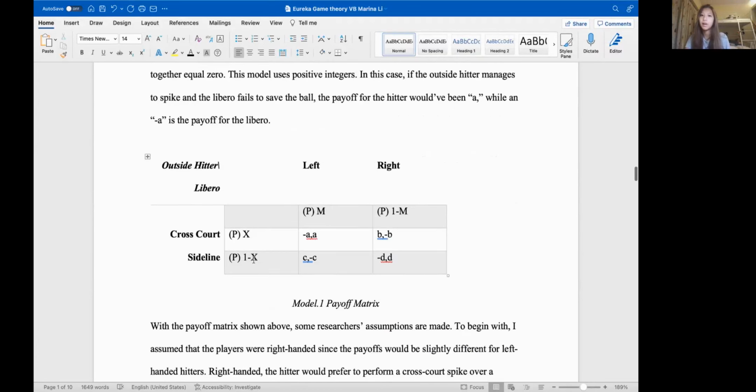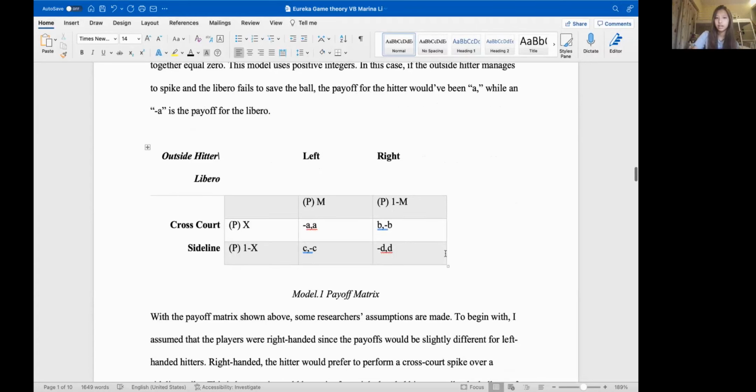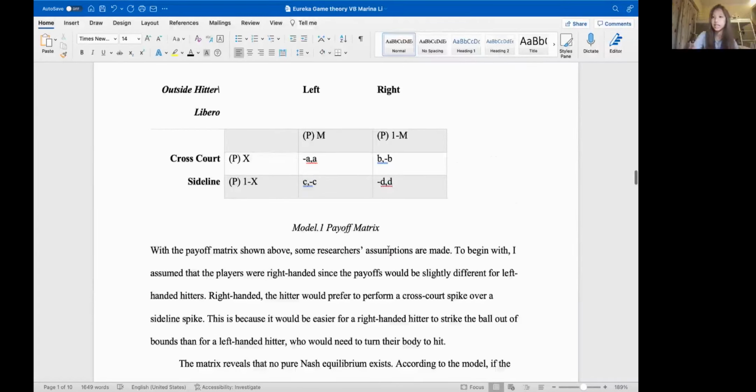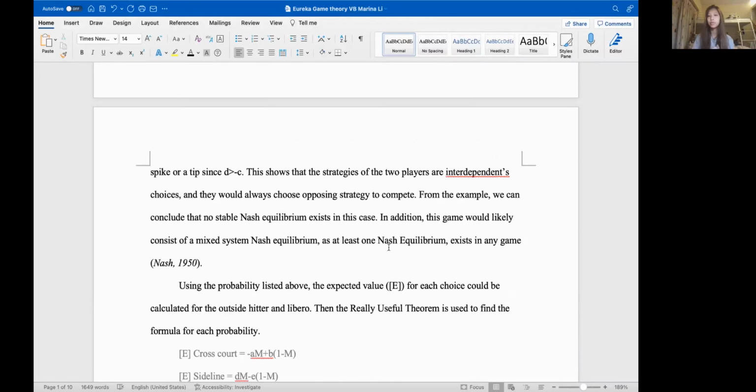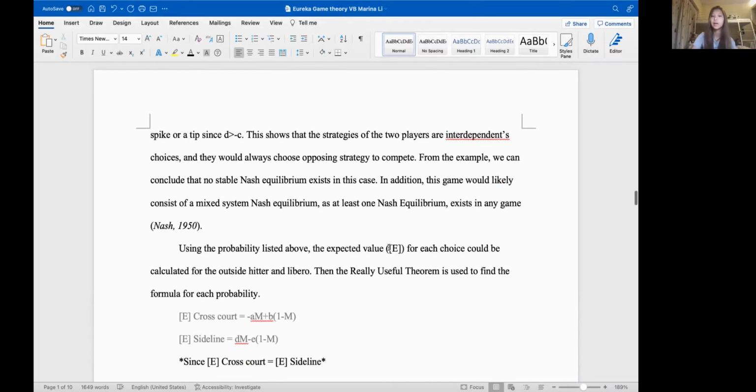But if the libero moves left, then the outside hitter should technically choose to conduct a sideline spike, because C is bigger than minus D. So we could see that the two players are interdependent, and their choices would always be opposing each other, because they need to choose an opposing strategy in order to compete and to win.